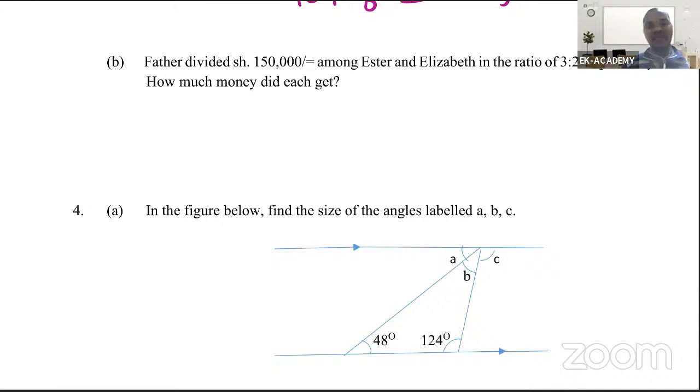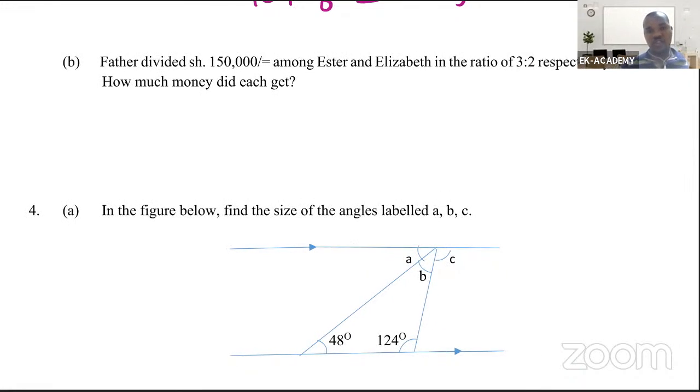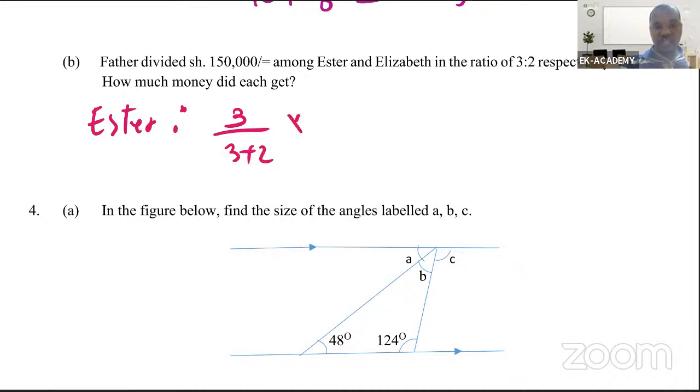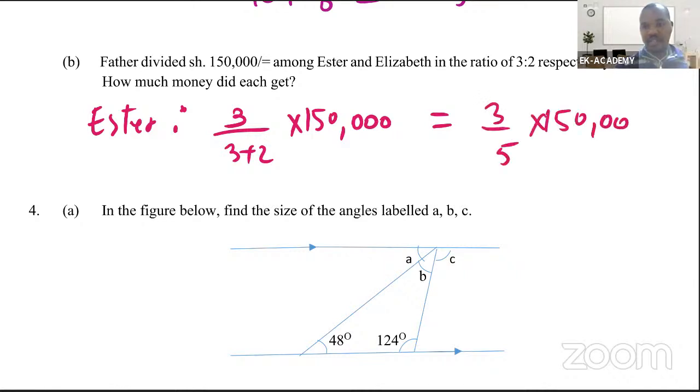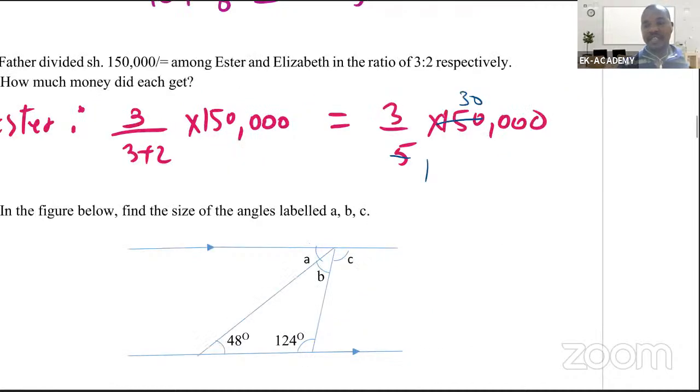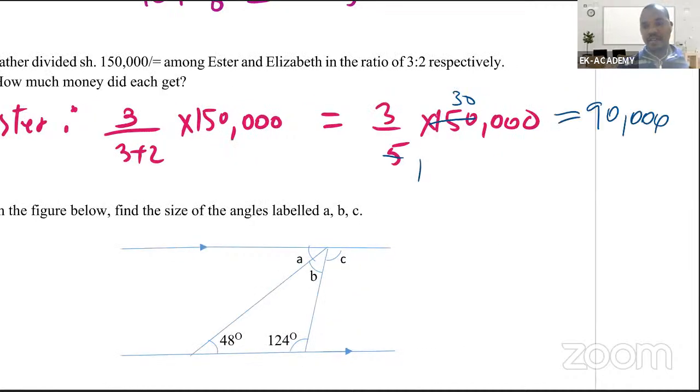A father divided 150,000 shilling between Esther and Elizabeth in the ratio of 3 to 2 respectively. How much money did each get? So Esther will get 3 over 3 plus 2 times 150,000 shilling. This is equal to 3/5 multiplied by 150,000. You simplify by 5, 1 by 5 is 30,000, and you get 90,000 shilling. That is for Esther.